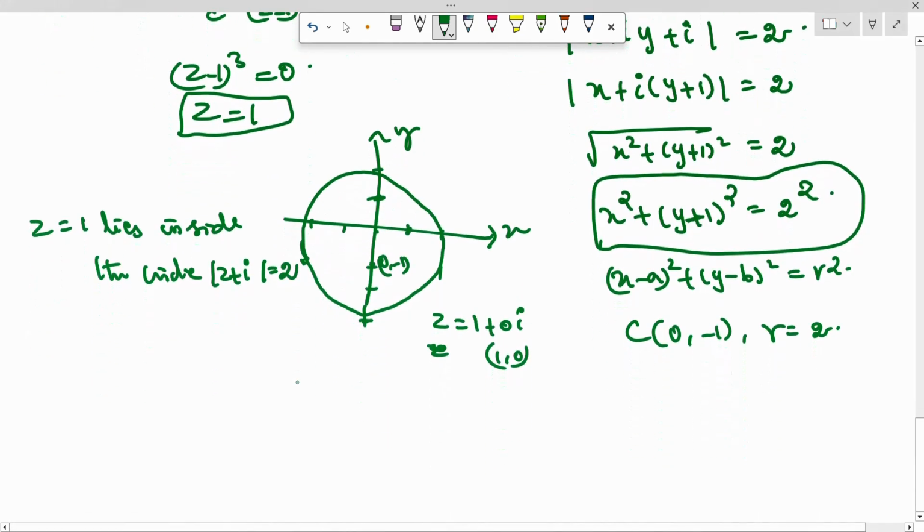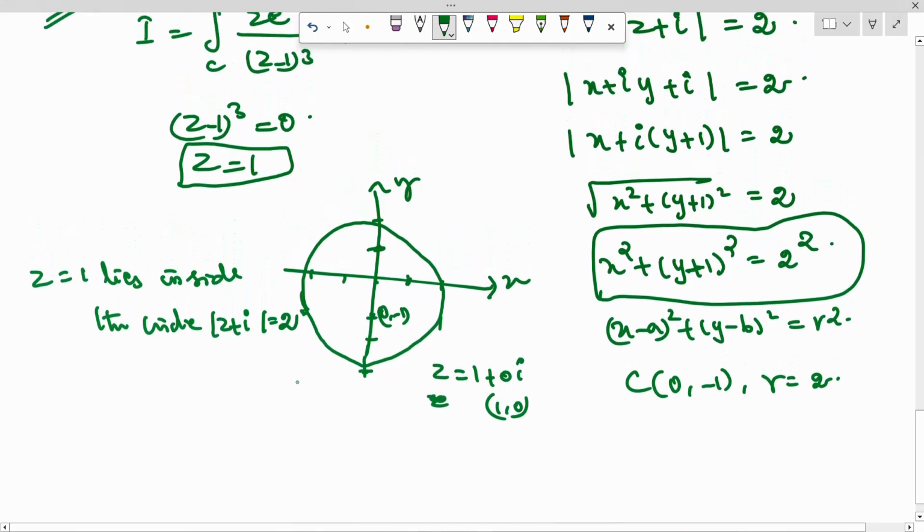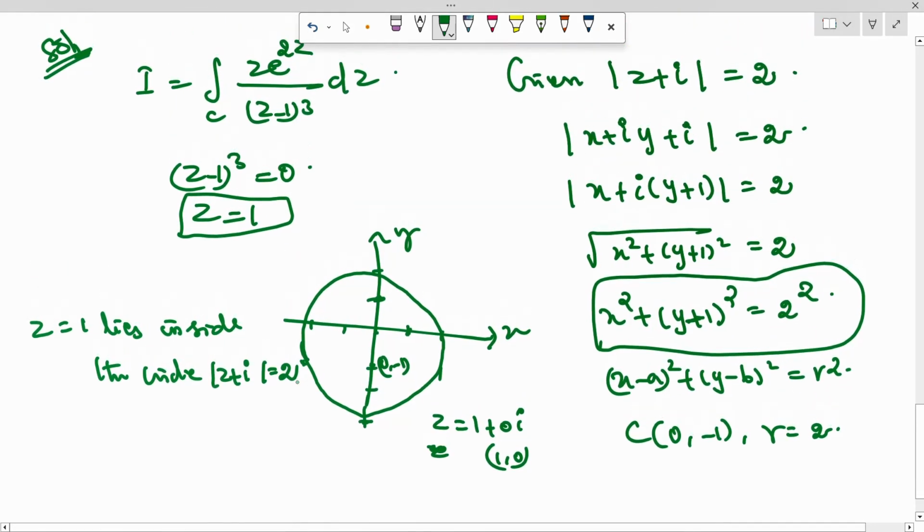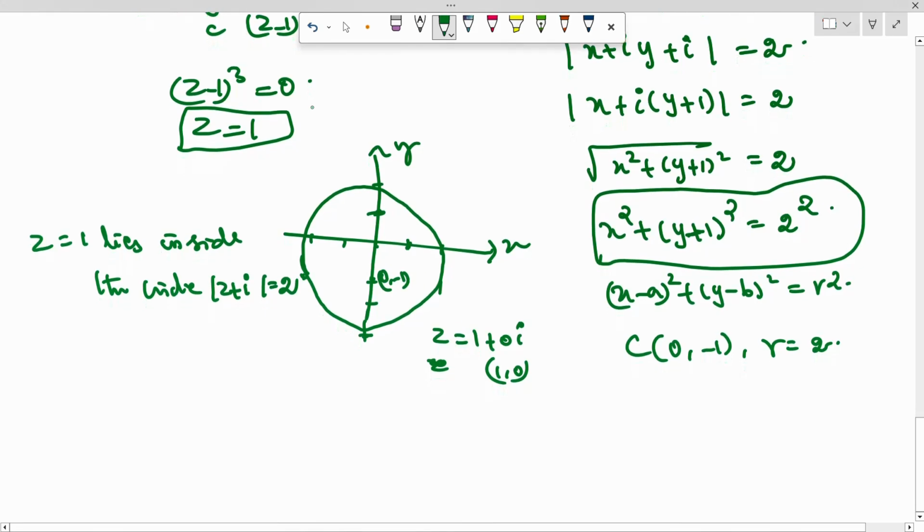Okay. In this case, we can use the Cauchy derivative formula. Why we are going to use the Cauchy derivative formula here means the power value is 3 in the denominator term. If the power value is more than 1, we have to use the Cauchy derivative formula.